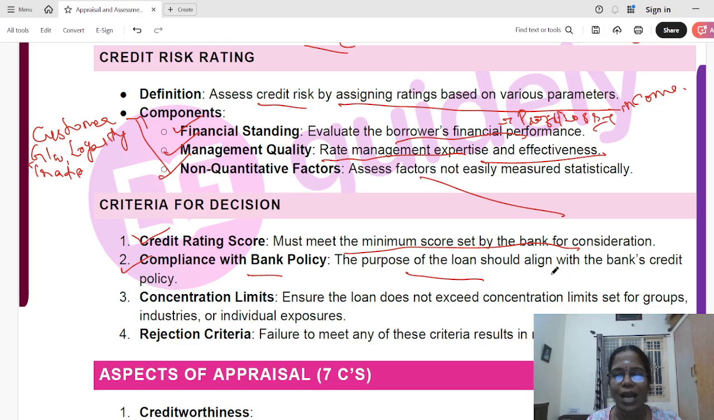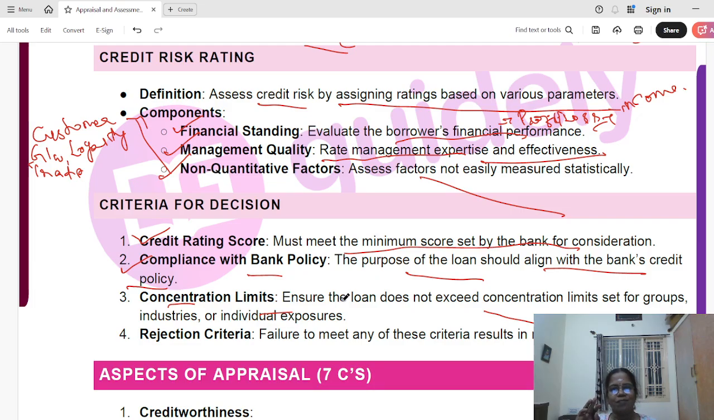Compliance with the bank policy. The purpose of the loan should align with the bank's credit policy. So whatever loan is sanctioned by the banker should be approved by the bank management and aligned with the bank's credit policy. Concentration limits. Ensure the loan does not exceed the concentration limits set for groups, industries or individual exposures. Whatever the concentration limit is for an individual, a group of persons, or industries, the banker does not have the right to sanction a loan beyond that.